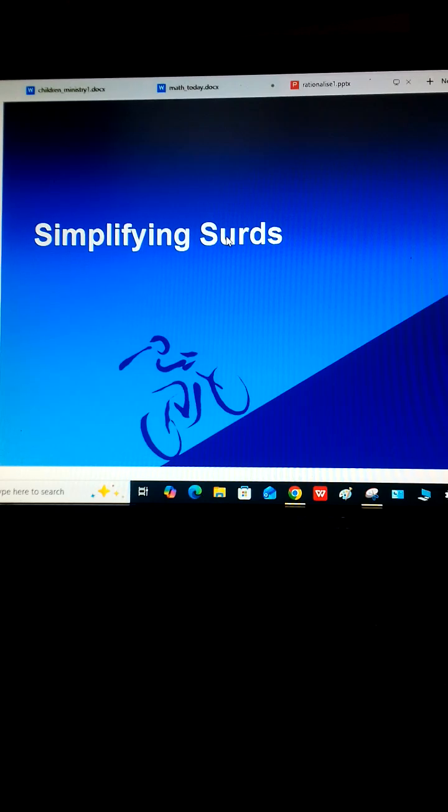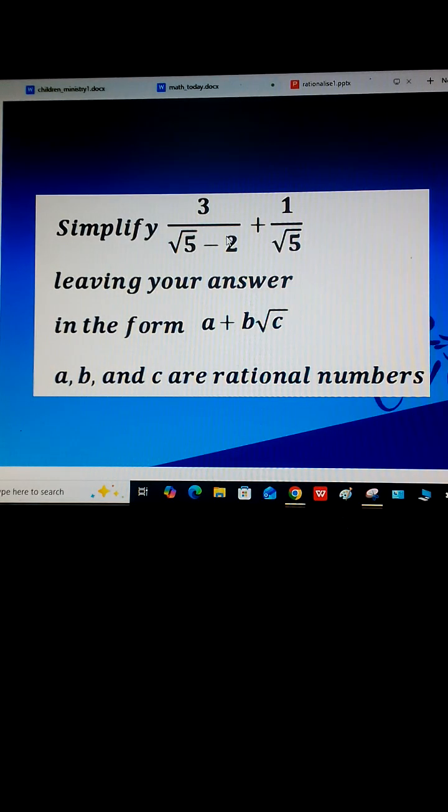My name is Samuel. In this video, I want to explain how to simplify surds by rationalizing the denominator. We have that problem. Simplify 3 over root 5 minus 2 plus 1 over root 5, leaving your answer in the form a plus b root c, where a, b, and c are rational numbers. To do that problem, we look at this denominator.